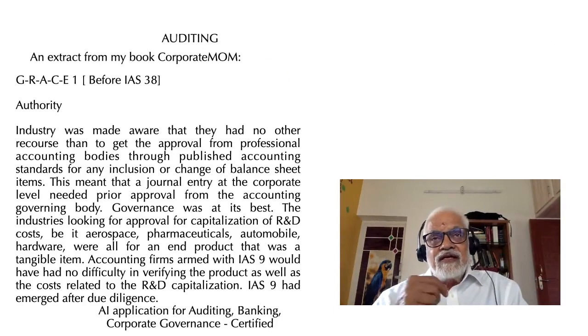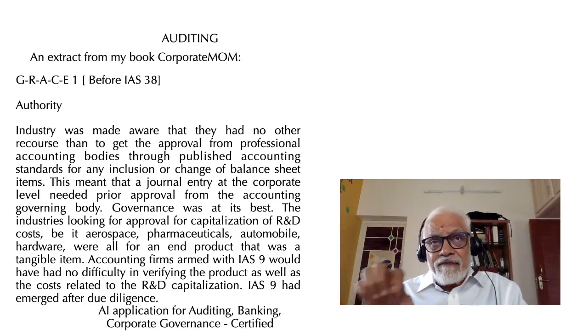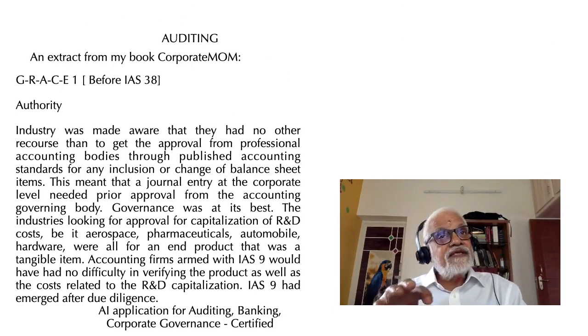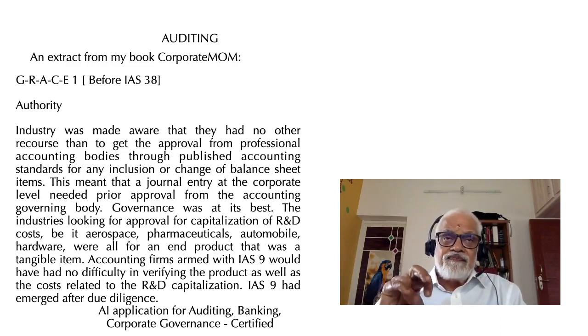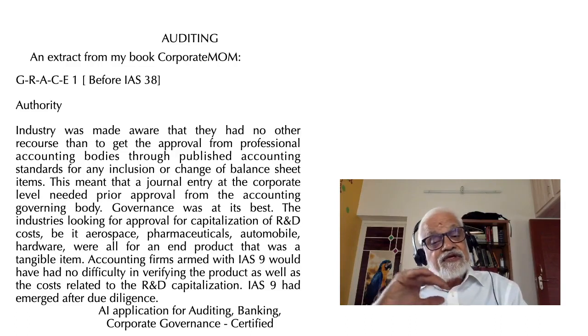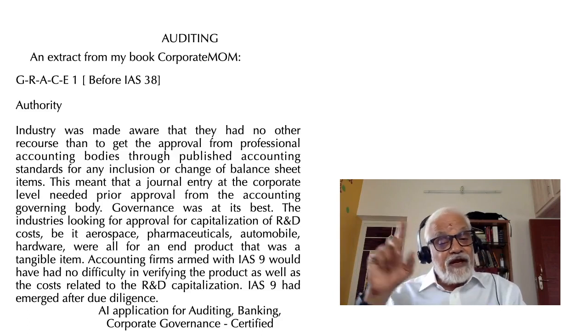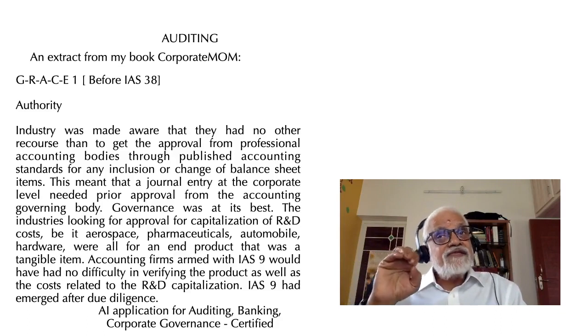Then authority. Industry was made aware that they had no other recourse than to get the approval of professional accounting bodies, through published accounting standards, for any inclusion or change of balance sheet items. This meant that the journal entry at the corporate level needed prior approval from the accounting governing body. Governance was at its best.